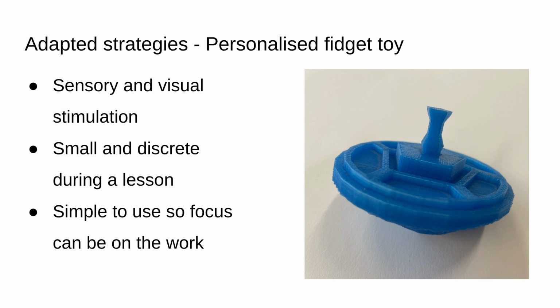And it's really simple to use, so she can focus on the work that's in front of her and have it in her other hand. Or whilst I'm talking at the front, she can just have it spinning. She likes spinning it in her other palm as well for more sensory input. And this has been really effective in redirecting her attention when she's fidgeting.